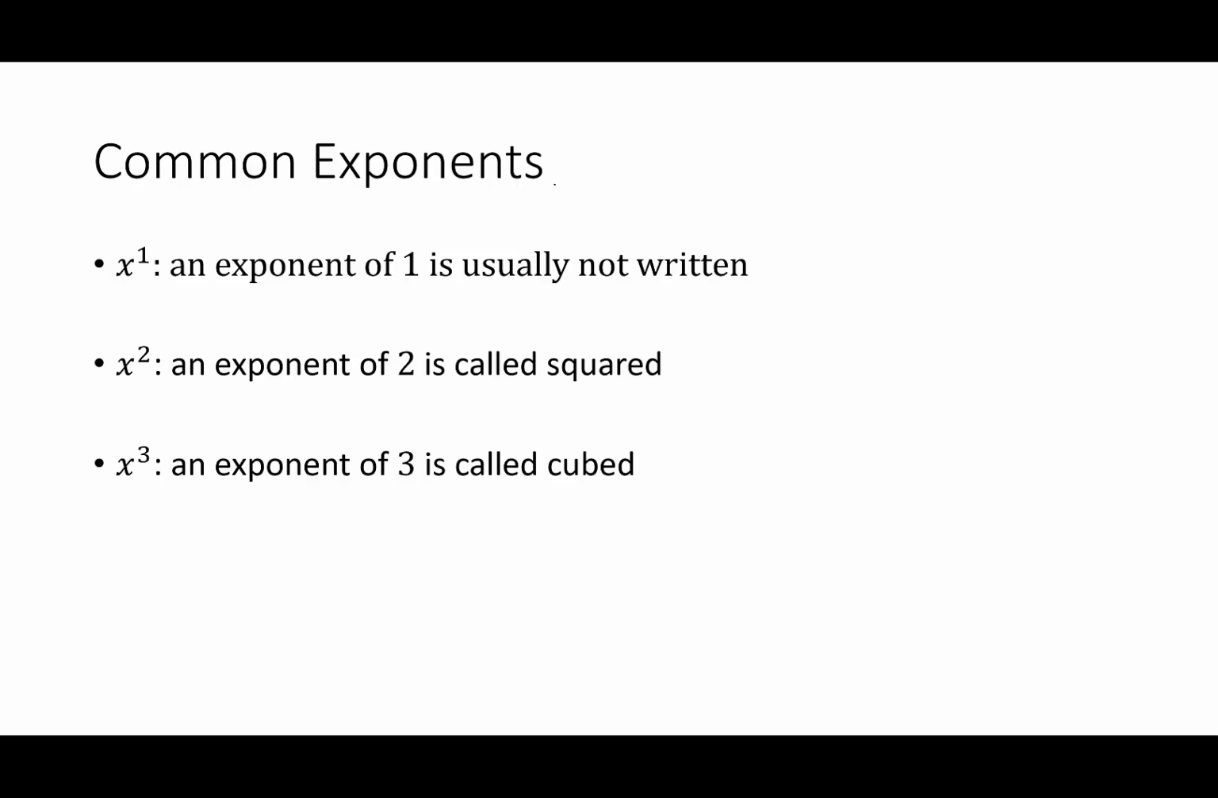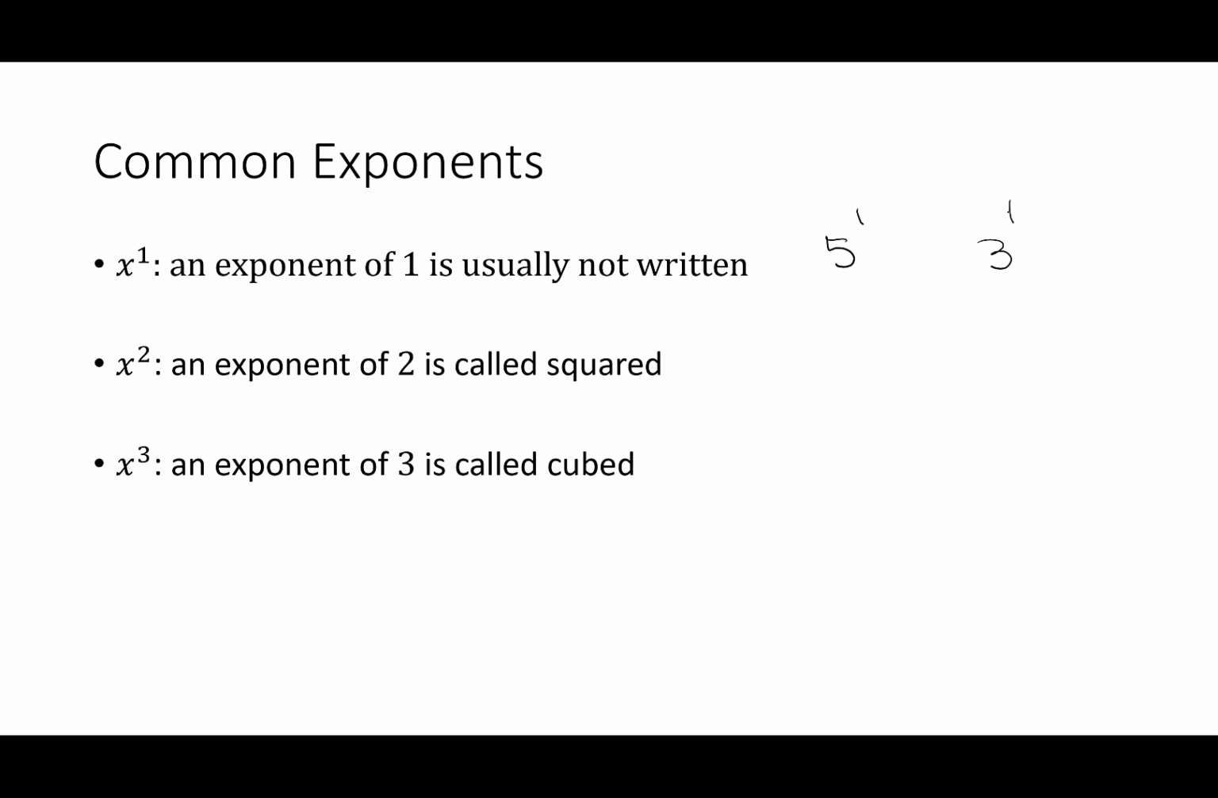Let's talk about some common exponents that you're going to come across. The first one is x to the power 1. An exponent of power 1 is usually not written, so if you have something like 5, we can assume this is 5 to the power 1, or if I had 3 all by itself, that is 3 to the power 1, so the exponent is understood when it's a power 1.